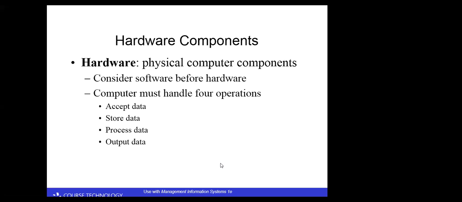So for them to be a computer, they must handle the following tasks. They should be able to accept data. They should be able to store the data that they accept. They should be able to process the very data. They should be able to output the data. So all of these things are done using different parts of the computer.